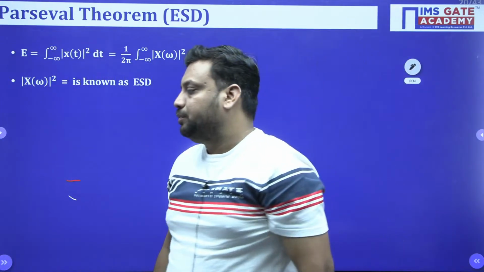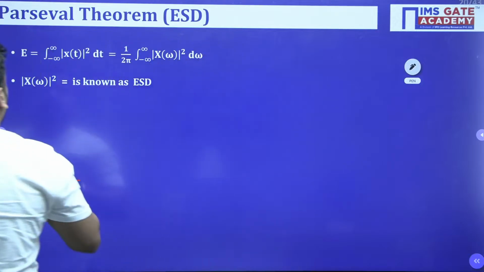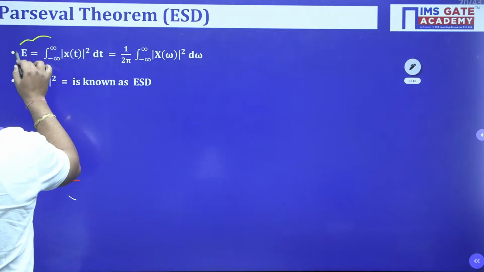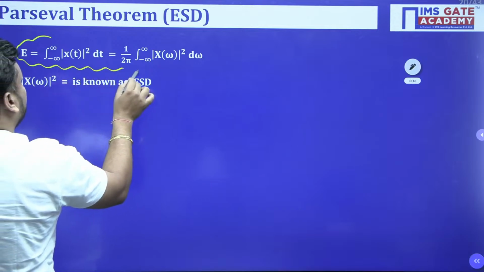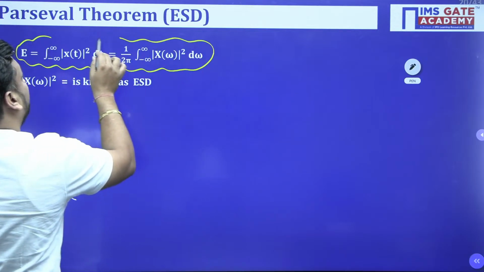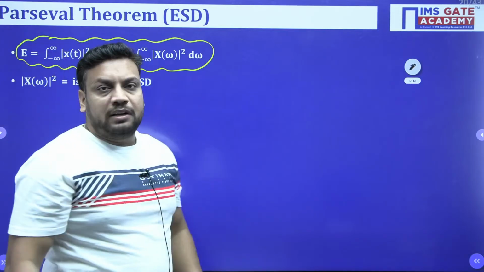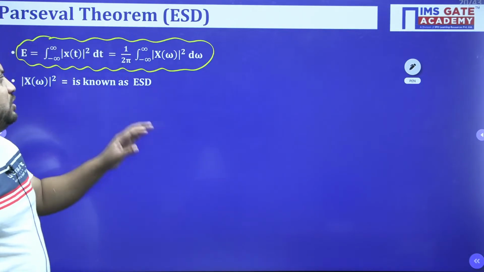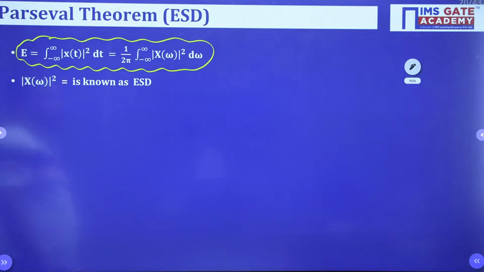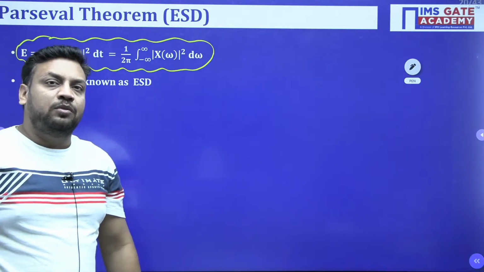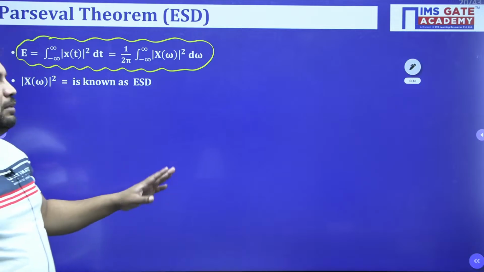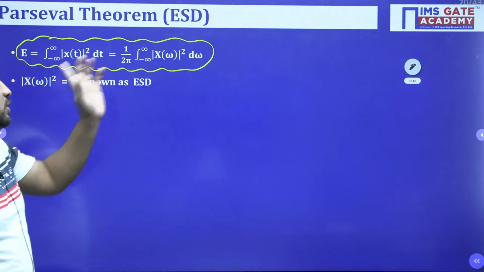Parseval theorem, very important. The energy formula: E equals integral from minus infinity to infinity of mod of x(t) whole square dt, which is equal to 1 upon 2 pi times the integral from minus infinity to infinity of mod of X(omega) whole square d omega. This is the general Parseval theorem mentioned in the reference textbooks, and generally most questions come directly on this formula.